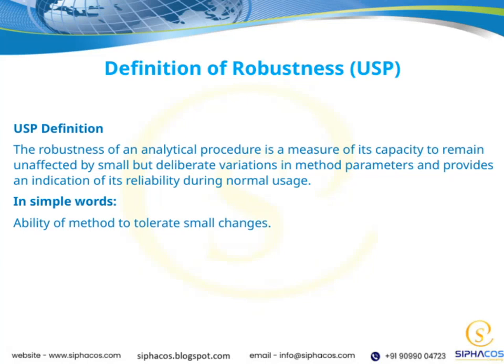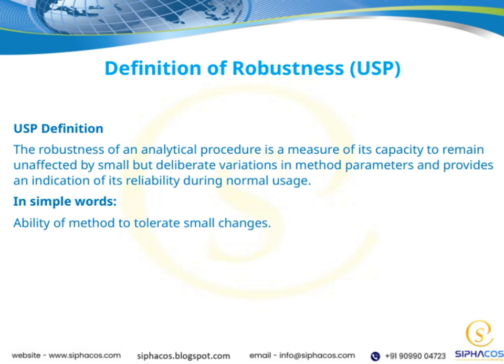Now, let's take a closer look at what we mean by robustness. Essentially, the robustness of an analytical procedure is a way to measure how well it maintains its performance when small, deliberate changes are made to the method parameters. It's about understanding how reliable the method is during normal use. To put it simply, robustness is all about the method's ability to tolerate small changes without losing accuracy or consistency.